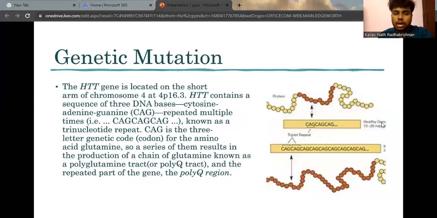Now let's look at the genetic mutation. So the HTT gene is located on the short arm of chromosome 4, at 4p16.3. The HTT gene contains a sequence of 3 DNA bases, which are cytosine, adenine, guanine. It is repeated multiple times and is known as the trinucleotide repeat. CAG is the 3-letter genetic codon for the amino acid glutamine. So a series of them results in production of a chain of glutamine known as the polyglutamine tract, and the repeated part of the gene is the polyQ region.